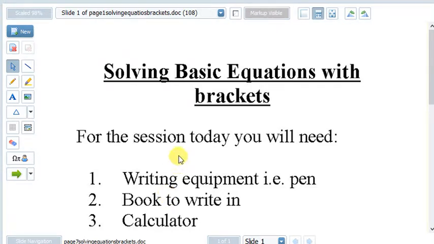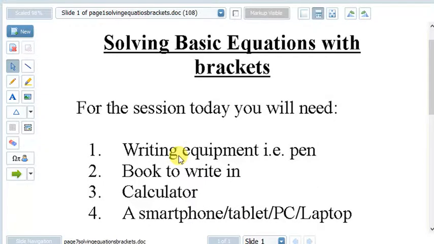Hello. Today we're going to look at solving basic equations which include brackets. Solving basic equations, we use the change sign method. So when, for instance, we move a +5 over to the other side of the equal sign, it turns into a -5 because it's the opposite, and it's the opposite side.